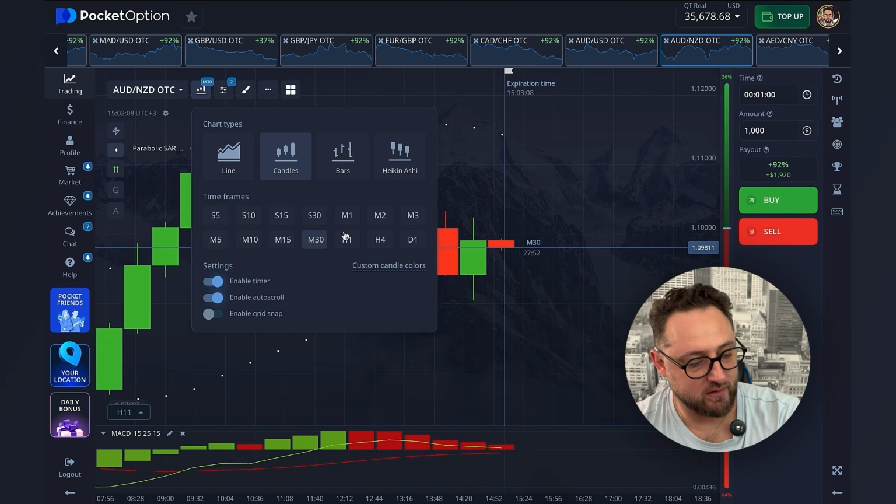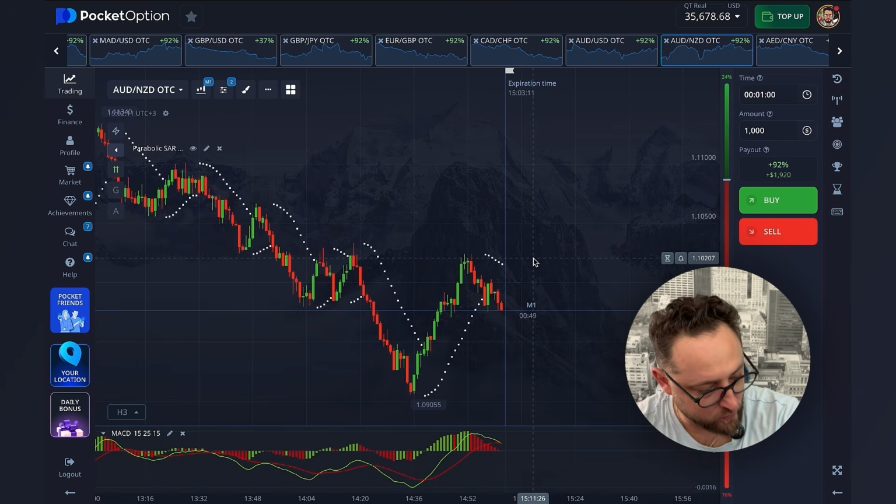Let's check on M10 what's going on. Okay, it's an orange candle. Well, let's go back to M1.